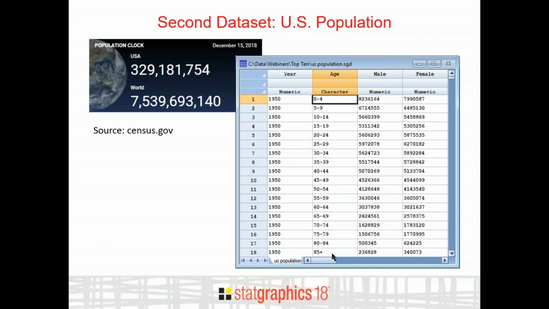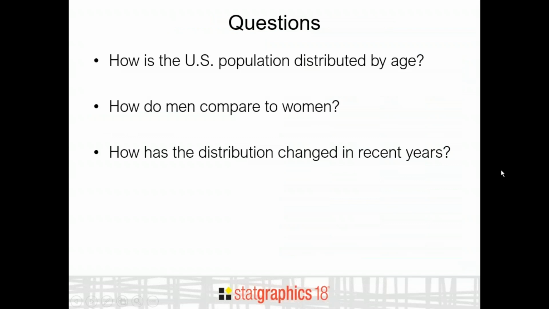The sorts of questions that are interesting to ask with respect to the U.S. population are, well, I put down 3 that I thought were interesting. How is the U.S. population distributed by age? How does the distribution of men compare to that of women? And thirdly, how has the distribution changed in recent years?